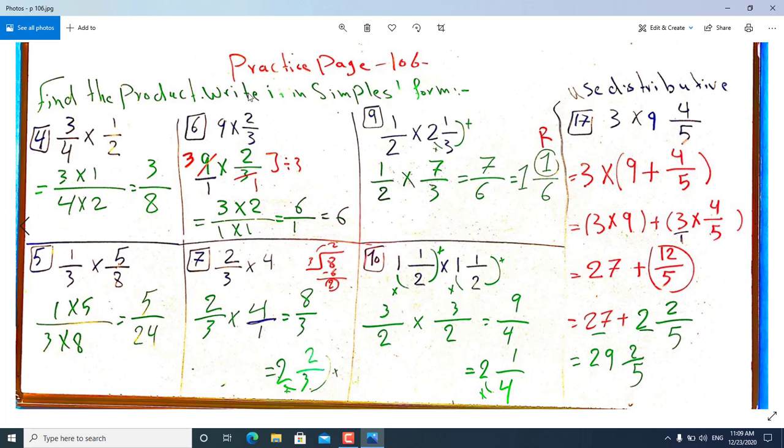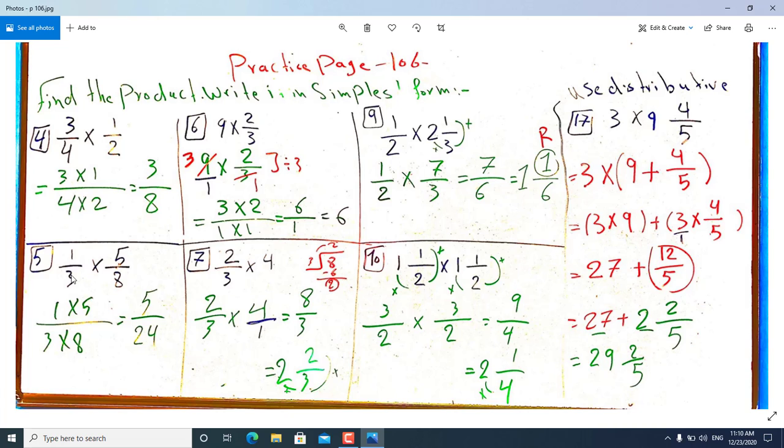Practice page 106. Find the product, write in simplest form. From number 4, we have 3 over 4 times 1 over 2. Between 3 and 2, we don't have any common factor. Between 4 and 1, also we don't have a common factor. Else 1, so we don't divide by 1, it will be the same number. So from there, 3 times 1 is 3, 4 times 2 is 8. That means we multiply the numerator with the numerator and denominator with the denominator.